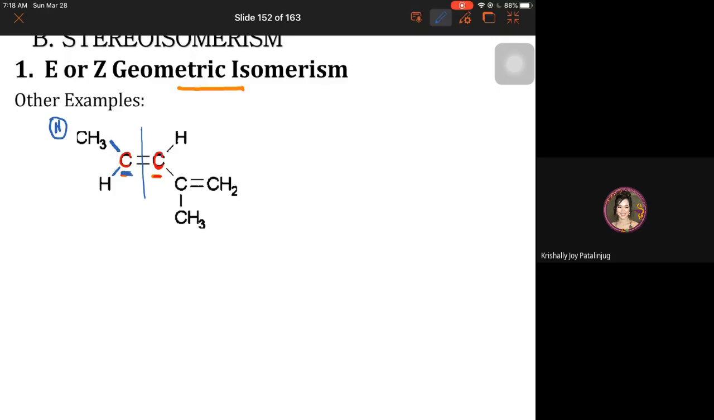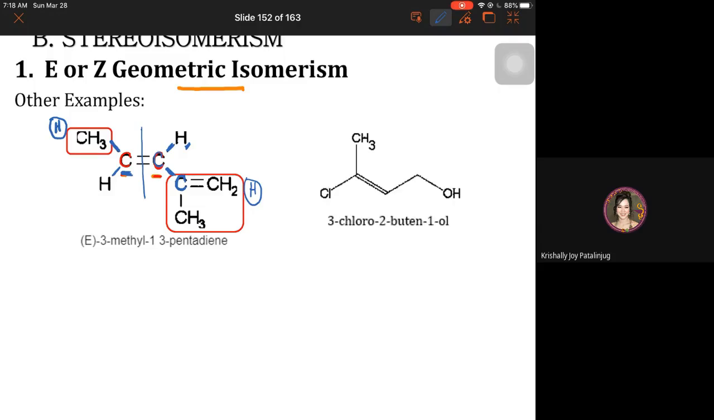On the second double bond carbon, yung nasa kanan, ang directly attached sa kanya, we have hydrogen on top. Then nasa baba is the priority group kasi this is carbon. It has higher atomic number compared to hydrogen. Again, carbon has higher atomic number than hydrogen, so siya yung higher rank here based on atomic number. So the priority groups are on the opposite side. So this molecule of 3-methyl 1,3-pentadiene is the E isomer, opposite.